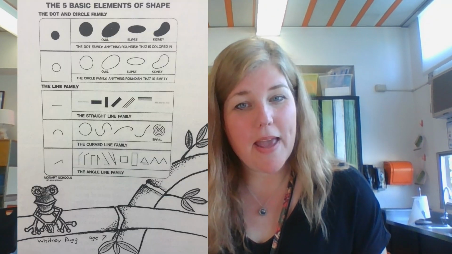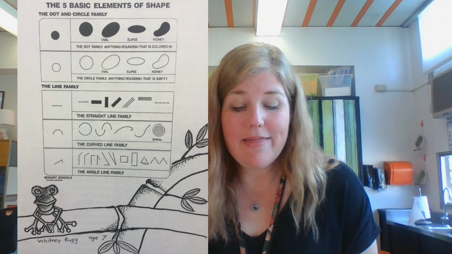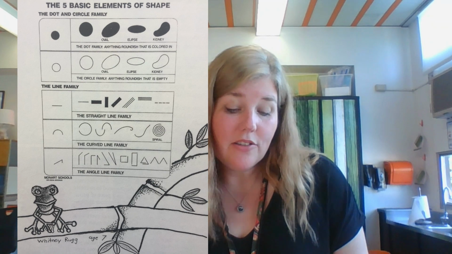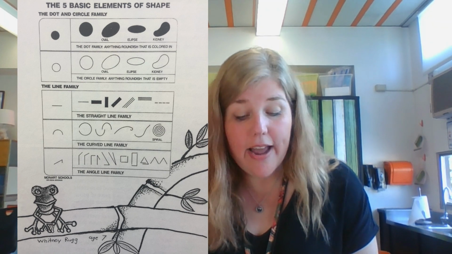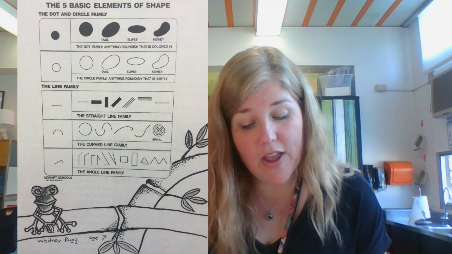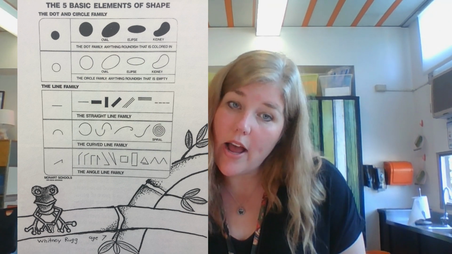Today, we're going to talk about something that's really going to help you become a better artist, and that is the 5 basic elements of shape. If you take a look at this chart, you'll see 5 different families. And if you can draw these 5 different families, you can pretty much draw anything.